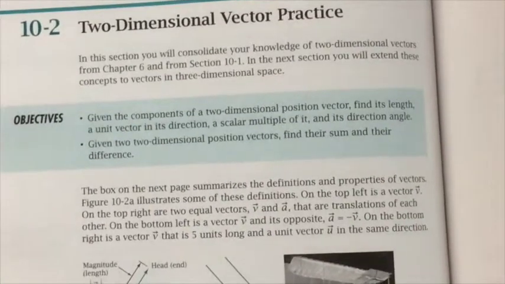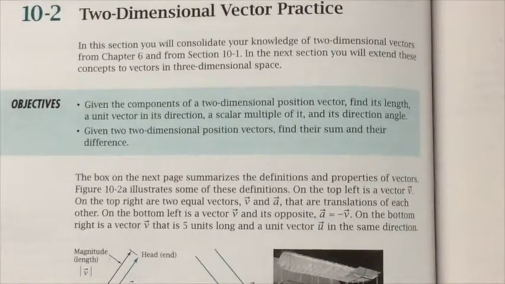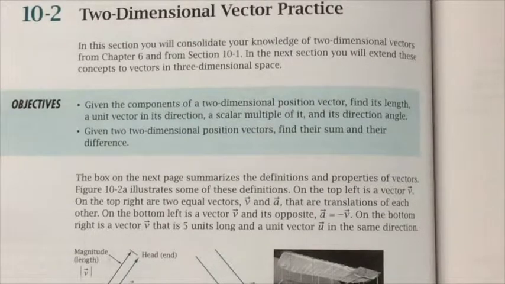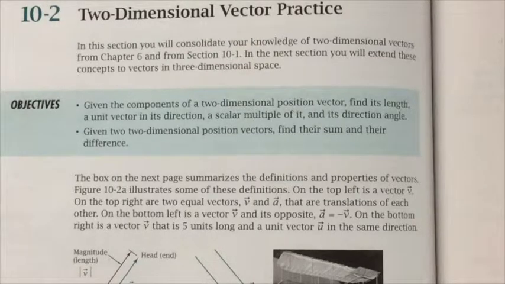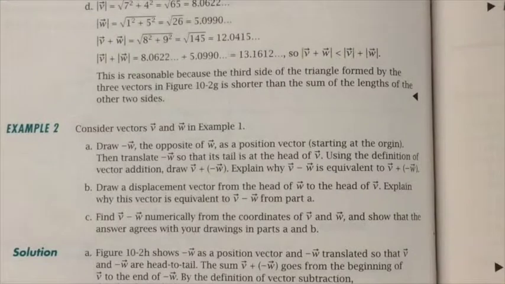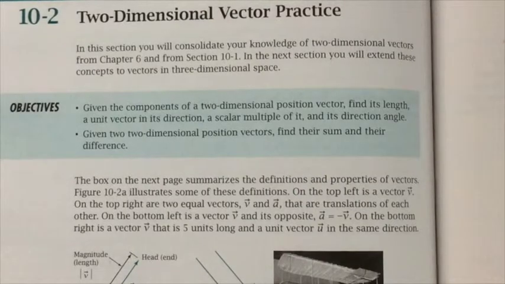10.2. Okay. So now, what are they asking us to do? Given the components of a 2-dimensional position vector, find its length, a unit vector in its direction, a scalar multiple of it, and its direction angle. I think they're calling the angle off the x-axis the direction angle.